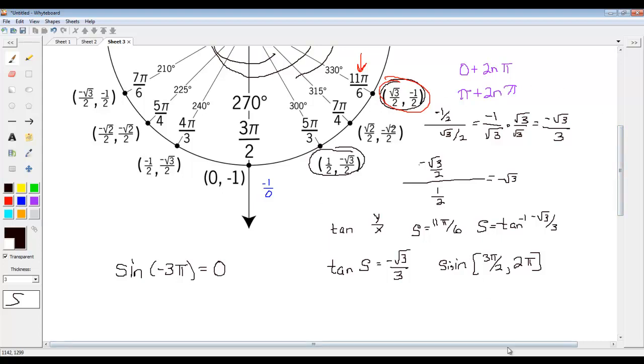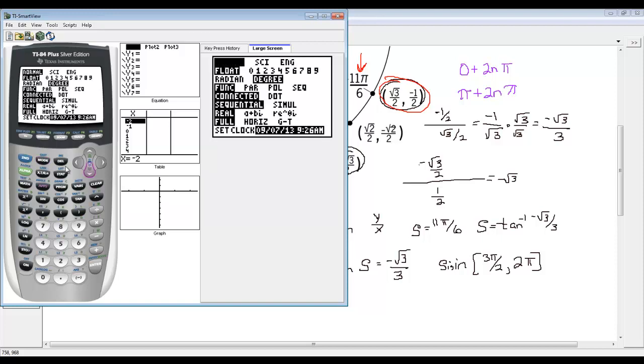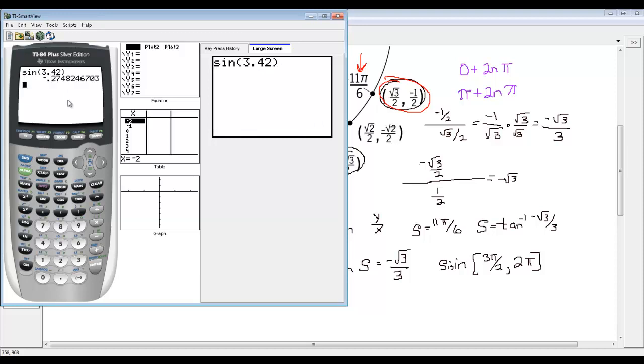Then real quick, I just wanted to do a couple quick calculator things with you, and then we'll wrap up the unit circle lesson here. Let's say they ask you to find the sine of 3.42, and they don't say degrees. They just say find the sine of 3.42. Well, if they don't say degrees, that means this is in radians. So it's very important to go to your mode and select radian if it's not already selected before you try to find your answer.